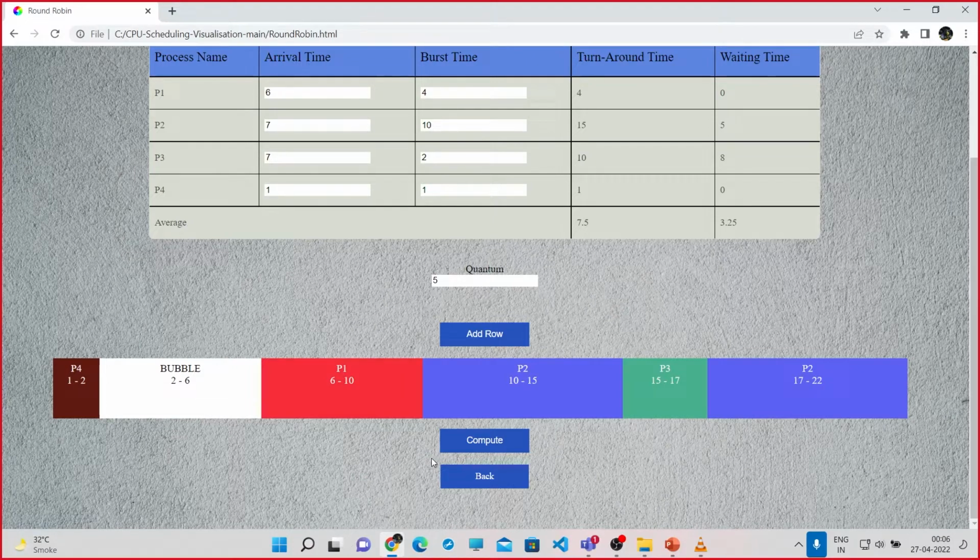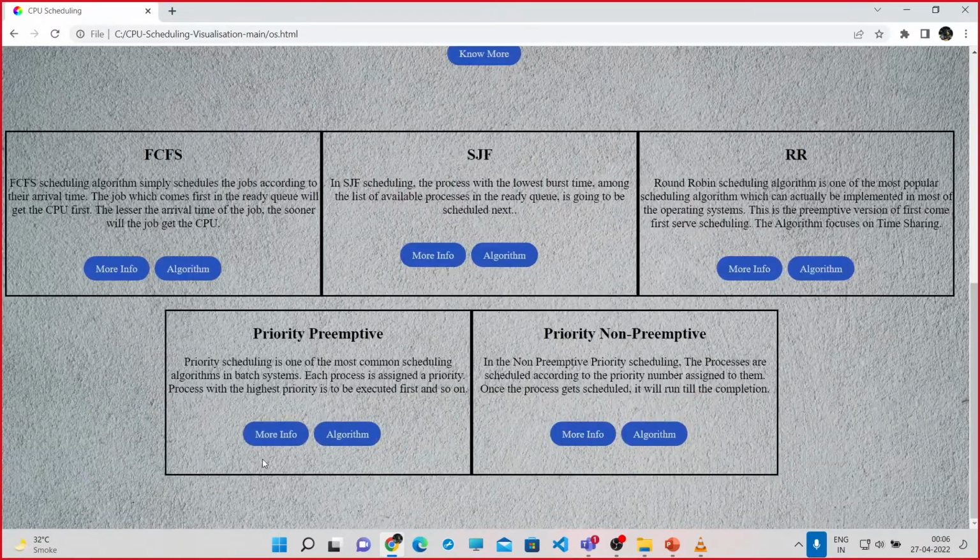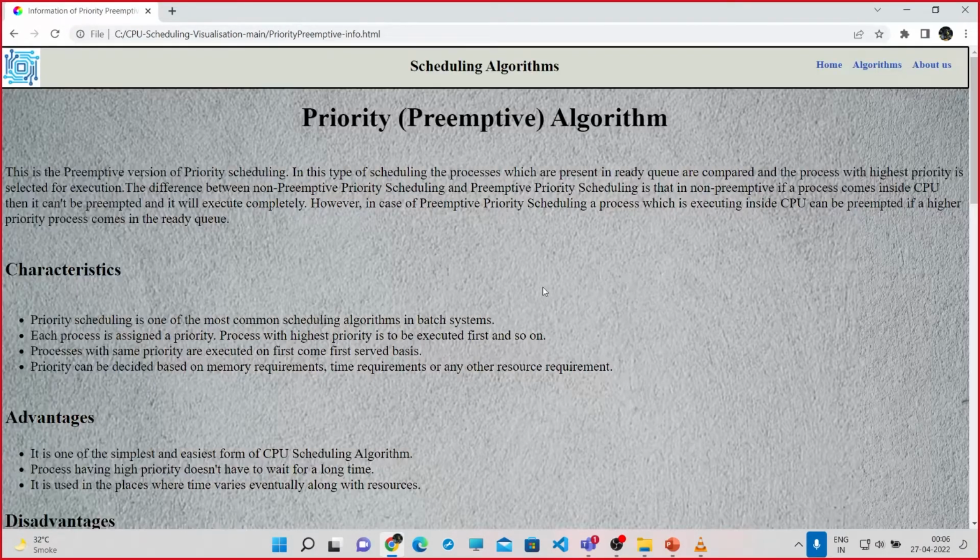Now, the priority scheduling algorithm will be explained by Samrat. Priority algorithm: first, we will take two cases of priority, first preemptive and then non-preemptive. First we will take the preemptive algorithm, the preemptive version of priority scheduling.